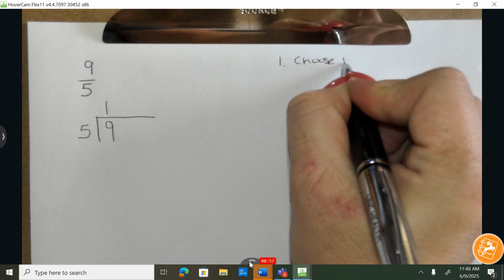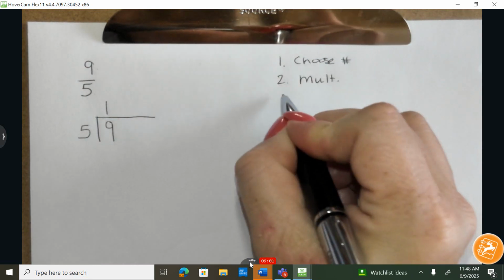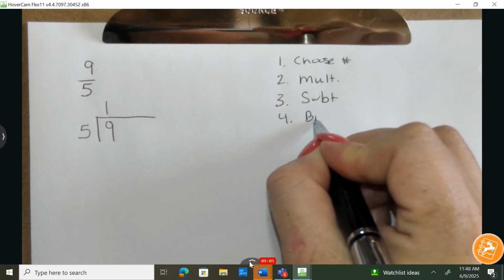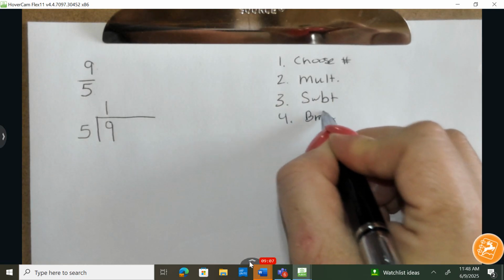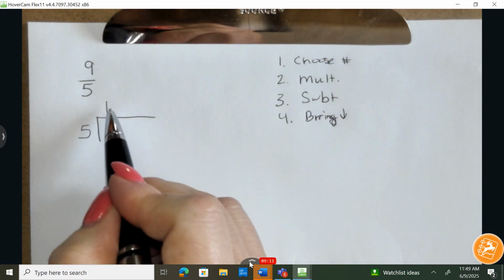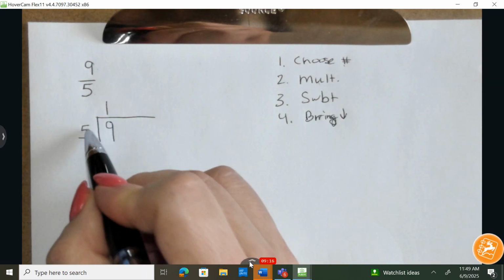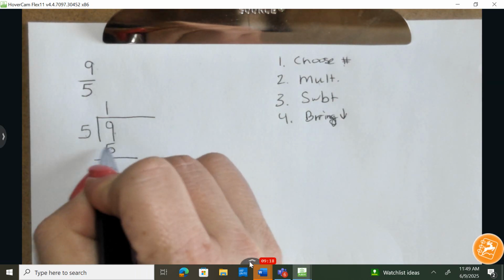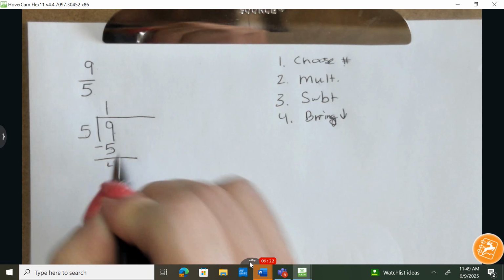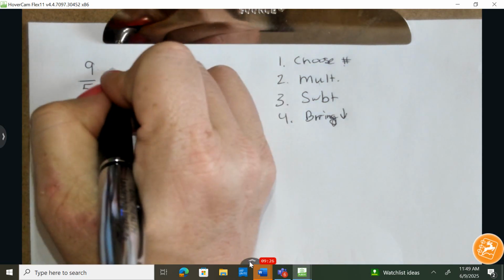Again, I'm going to write down the steps really quickly. First, I'm going to choose the number that goes up top, then I'm going to abbreviate, then I'm going to multiply, then I'm going to subtract, and when necessary, I will bring down the next value. Okay, here we go. So, once I have chosen a number, I'm going to multiply by the outside. 1 times 5 is 5. I'm subtracting. 9 minus 5 is 4. Okay, good. I'm ready to rewrite this in mixed number form.